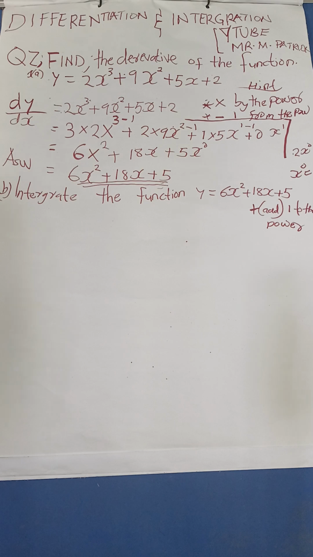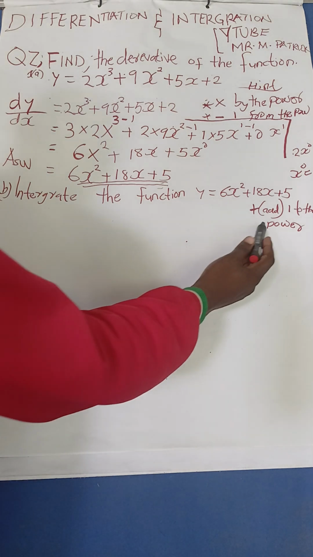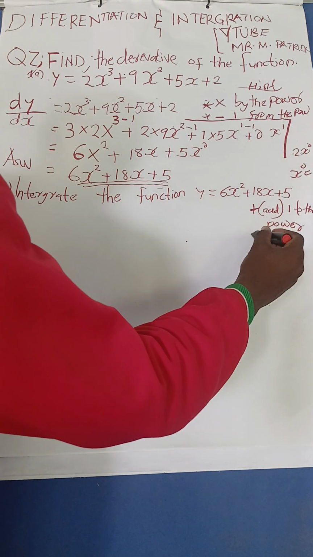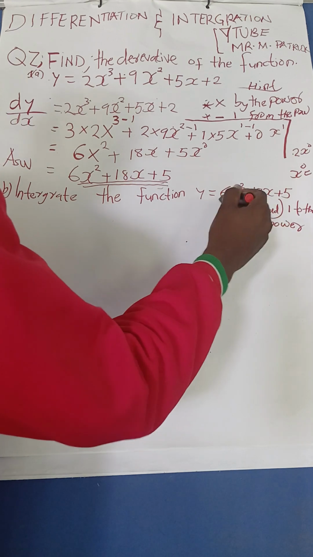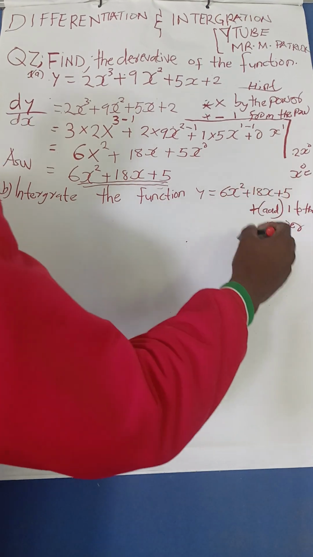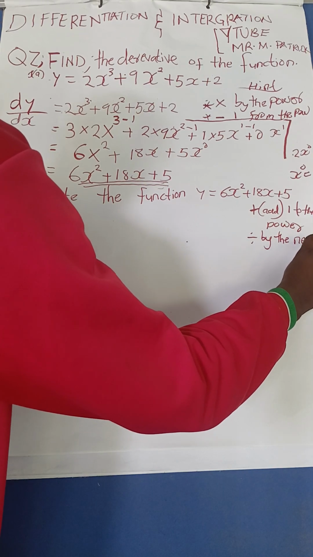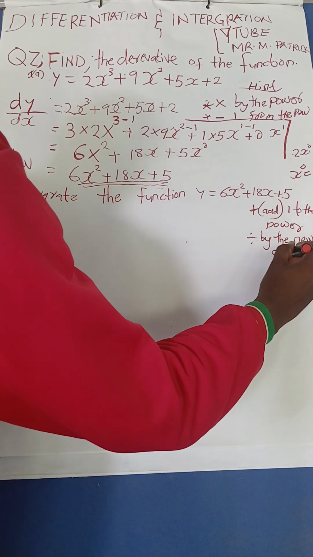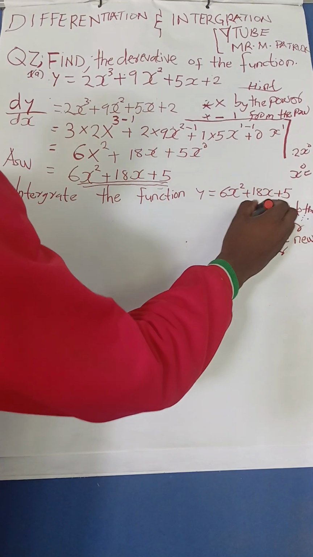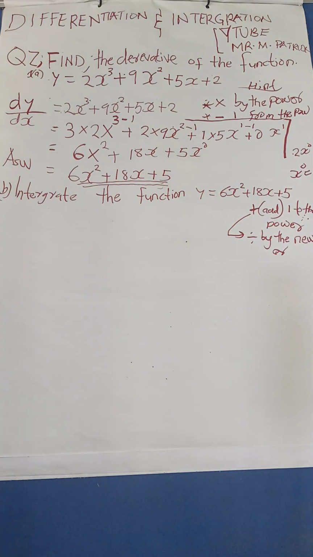And then the other one we were multiplying, but this one now we divide by the new power. So after you have added 1 to the power, the new power you will get, you will divide that part by the new power that has originated here. You divide by the new power.